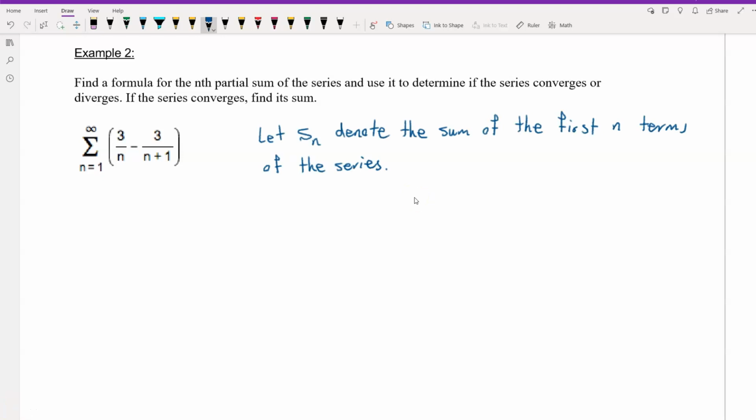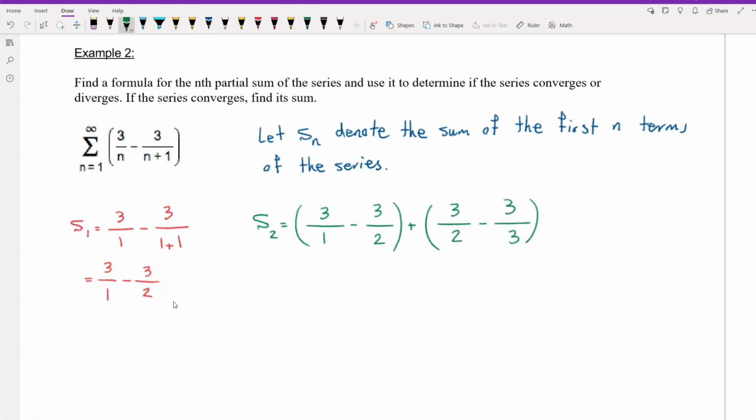So here on the spot, I used s of n for the sum of the first n terms of the series. So s of 1 is equal to 3 over 1 minus 3 over 1 plus 1, so that is 3 over 1 minus 3 over 2. And s of 2 is equal to what we have for s of 1 plus, here instead of n, now use 2, so we have 3 over 2 minus 3 over 2 plus 1, so that is 3 over 3.